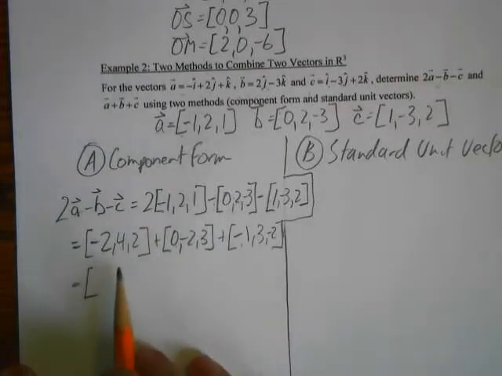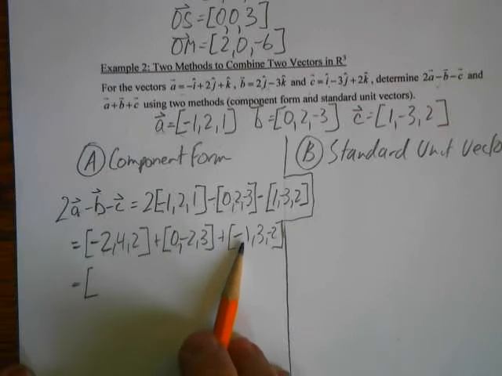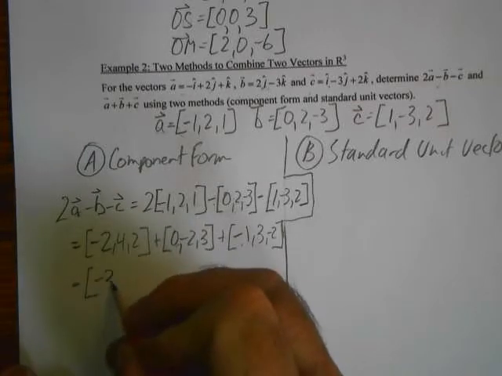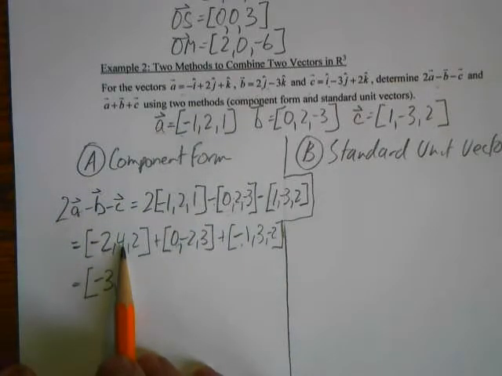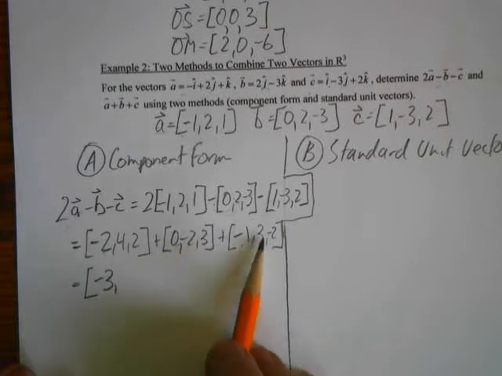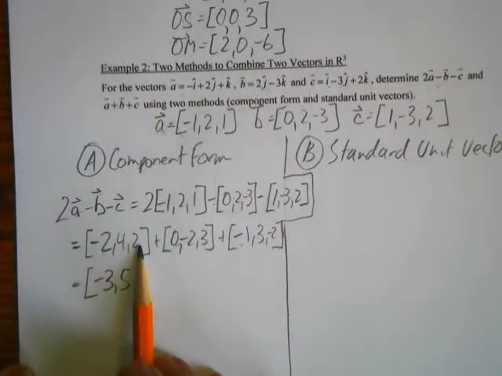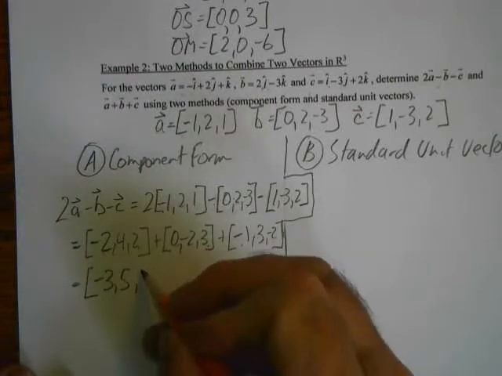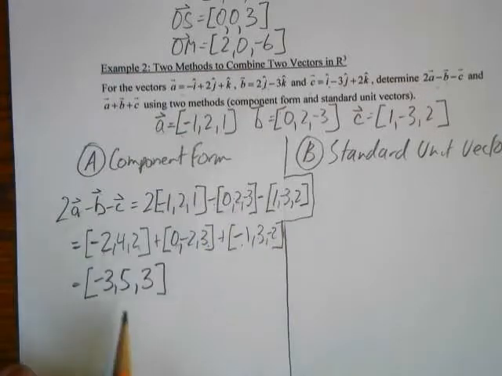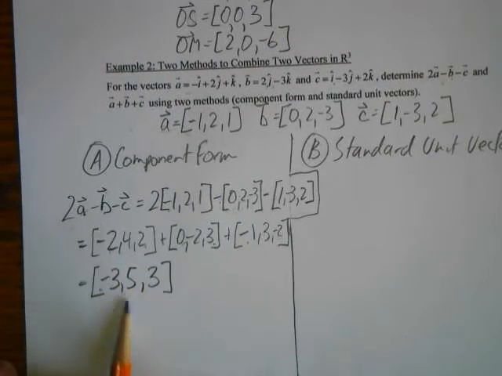Okay, so if we add up the components here, we have negative 2 plus 0 plus negative 1, so that would be negative 3. For the y components, we got 4 minus 2 plus 3, so that would be 2 plus 3 is 5. And then for the z component, 2 plus 3 is 5, minus 2 is 3. So that's our component representation of 2a minus b minus c.